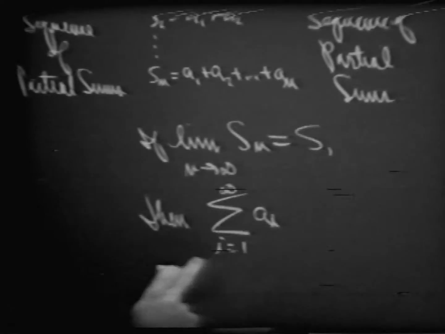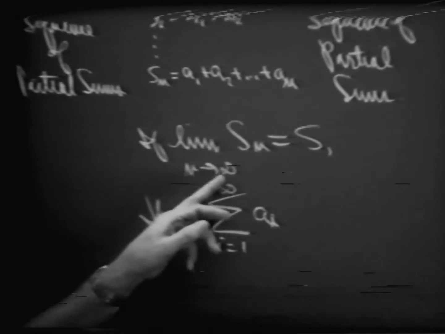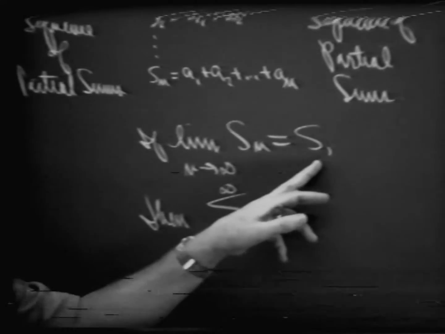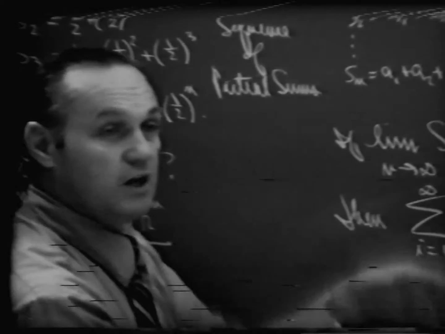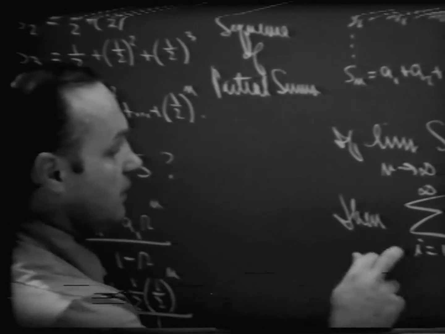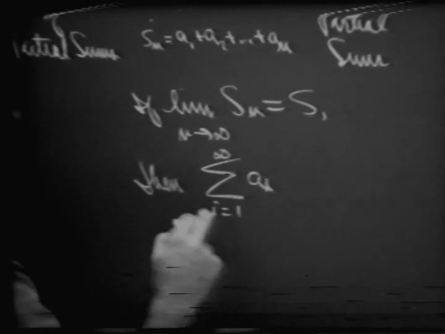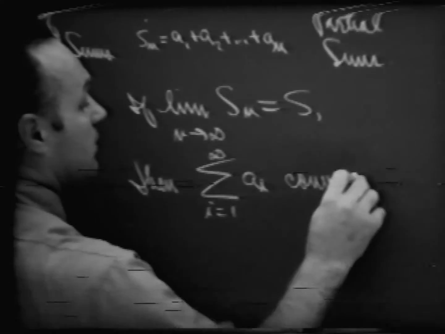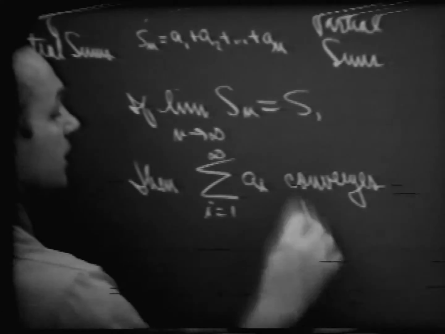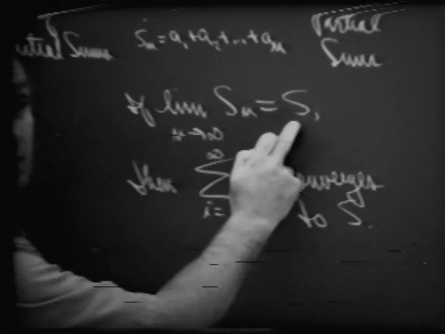Is that right? And if the limit of the partial sums as n goes to infinity exists, is equal to some number, if indeed the sequence itself is converging, then the series which is formed from that sequence must also converge. Is that right? That's what we're saying. Then this series converges. And in fact, what number is it going to converge to? It converges to S, the same number S.